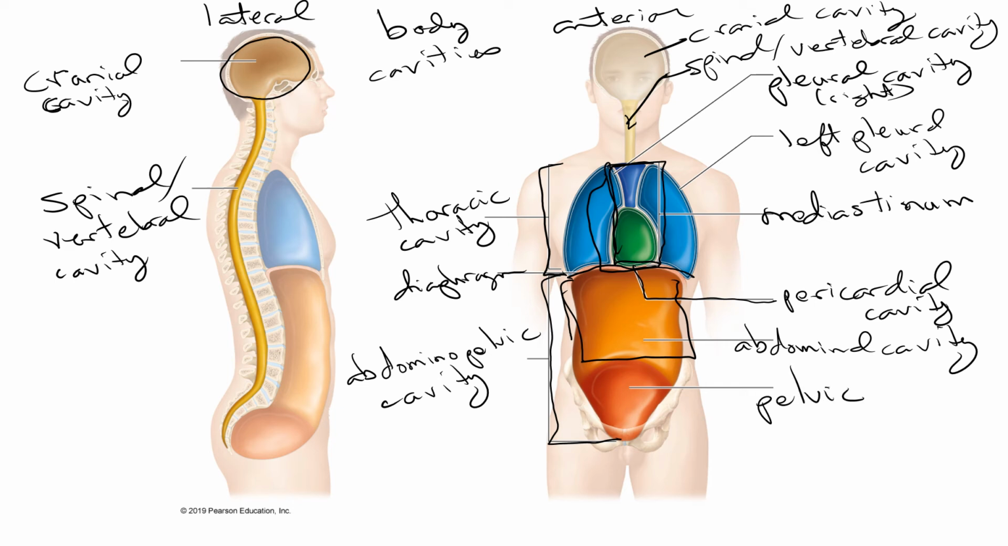So the abdominopelvic cavity is divided into two cavities, the abdominal cavity and the pelvic cavity. There's no real separation between the abdominal and pelvic cavities. It's somewhat of an imaginary line going across where the pelvic bones are. And we talked about that in the lecture or in the lab.